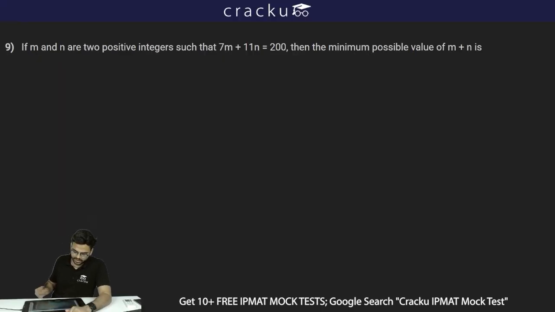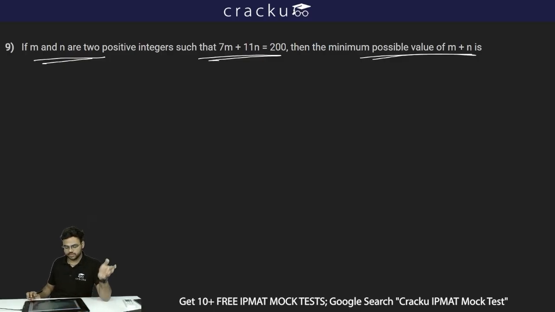The next question is: if m and n are 2 positive integers such that 7m plus 11n is equal to 200, then the minimum possible value of m plus n is. For these kinds of questions, you can't do anything else. You have to just hit and try the values of m and n.